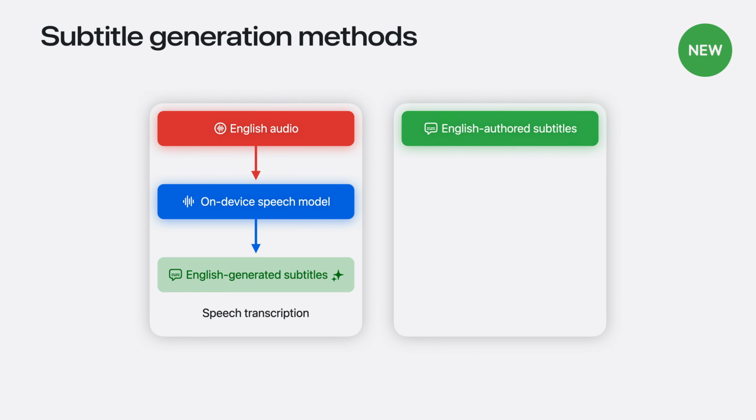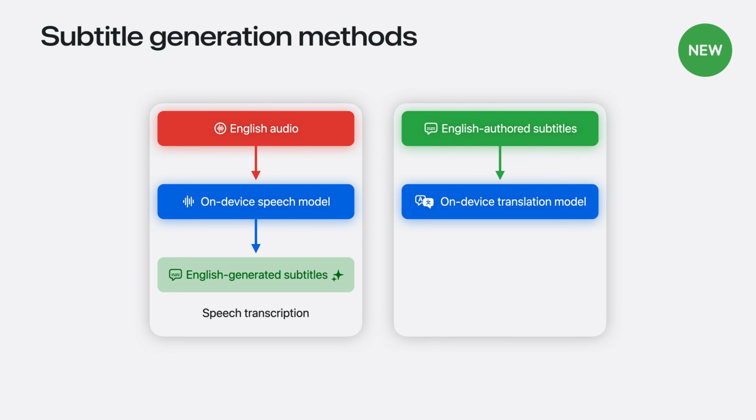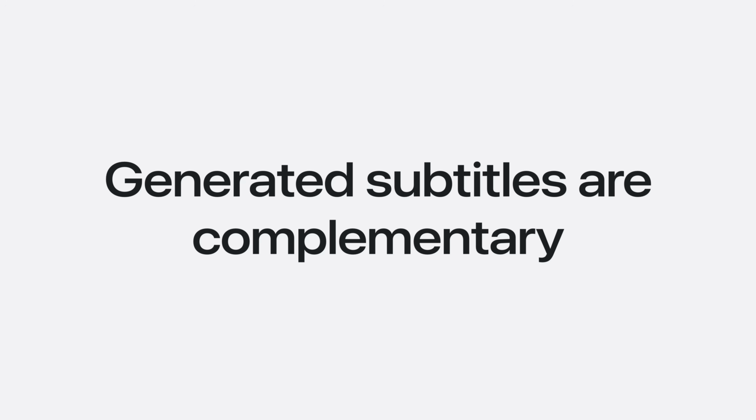Second, for language translation, subtitles are generated from other subtitles. The source subtitles, English in this case, go into the on-device translation model. New subtitles in a different language are created, Italian, for example. This is called language translation. Generated subtitles provide additional languages. The authored subtitles are preferred and remain unchanged.